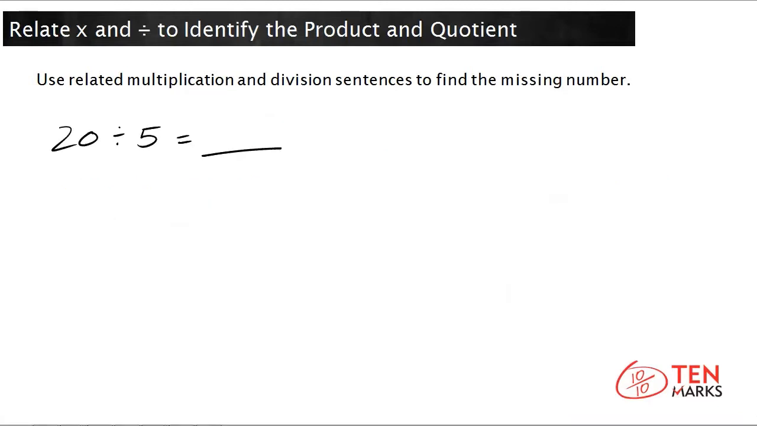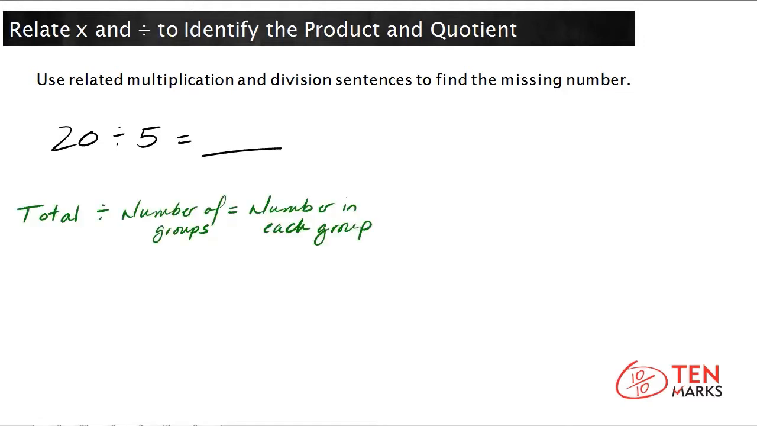20 divided by 5 equals blank. First, let's write the division sentence for this problem. And I'm just going to pick one way for the sake of time. The total divided by the number of groups equals the number in each group. So in this problem, the total is 20, and that's being divided into 5 groups, and you're trying to find how many are in each group.